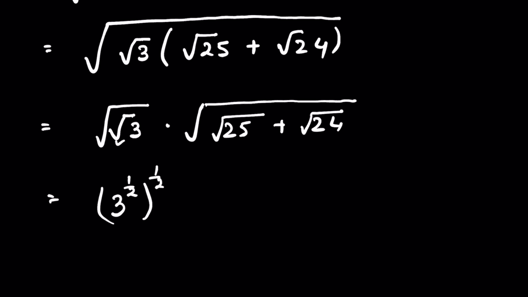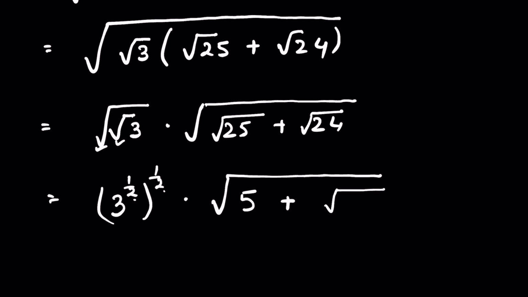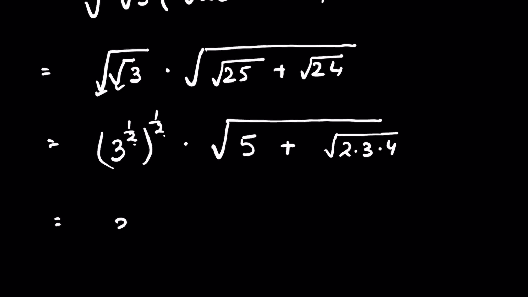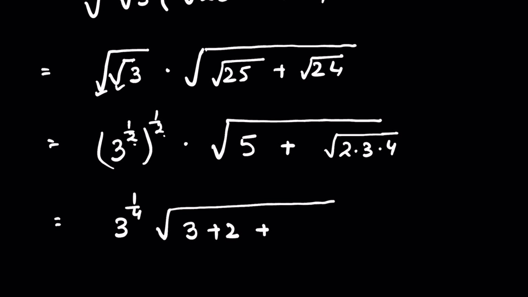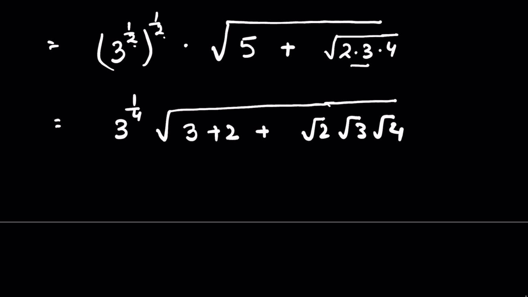This square root is power raised to 1 upon 2 and this square root is power raised to 1 upon 2, so 3 raised to the power 1 upon 4. Square root of 25 is 5, plus square root of 24, we can write as square root of 3 times 4 under square root. So this is 3 raised to the power 1 upon 4 times 5 plus 2 times square root of 2 times square root of 3 times square root of 4 under square root. Again this is 3 raised to the power 1 upon 4.